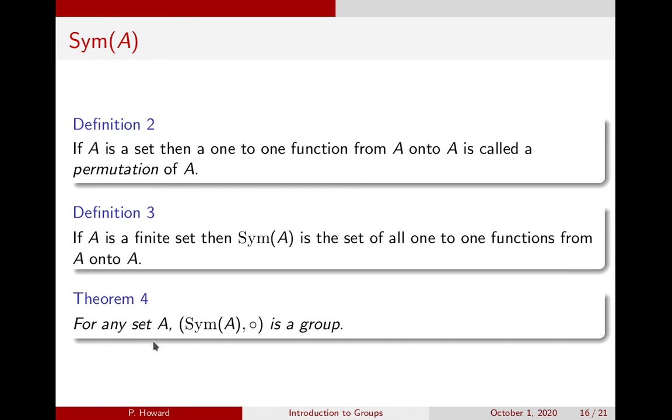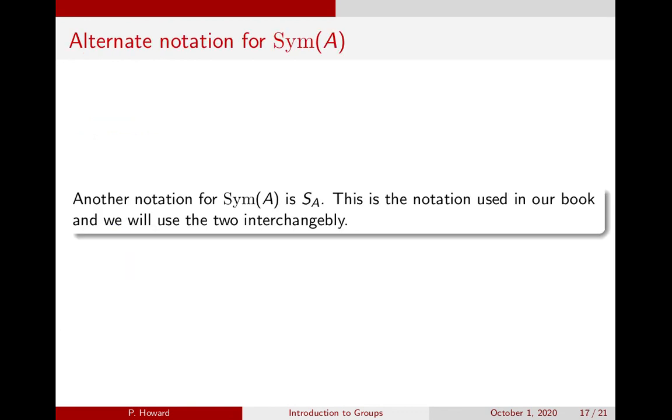And now the theorem: for any set A, the pair Sim A together with the operation of composition is a group. We'll leave the proof of this theorem for the exercises, and we will look at a few examples. One thing to note here is that Sim of A is also denoted capital S sub A. Both these notations are used frequently, and it's the second one that is used mainly in our textbook.